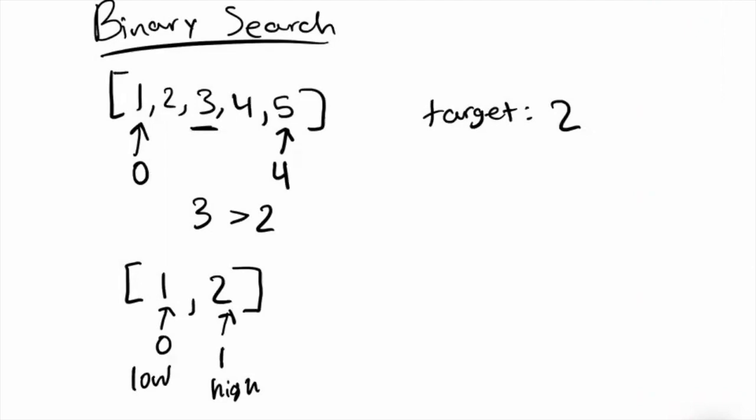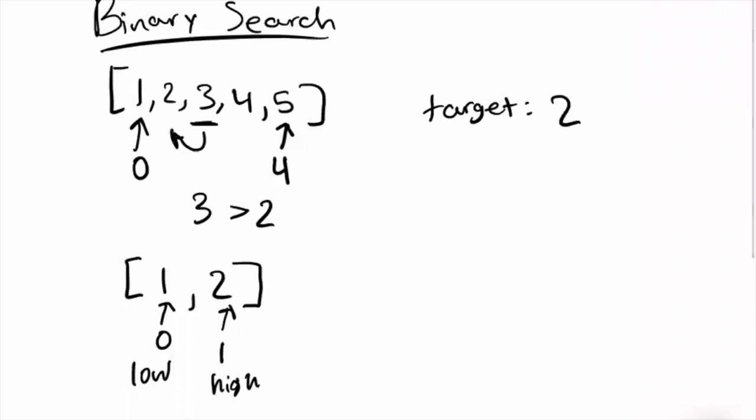So our high index will essentially be the index of our midpoint - 1. So it's just going to be right here. This is going to be our new high index, which is 1, and the element in the first index of the array is 2. So now 0 is our low and 1 is our high.